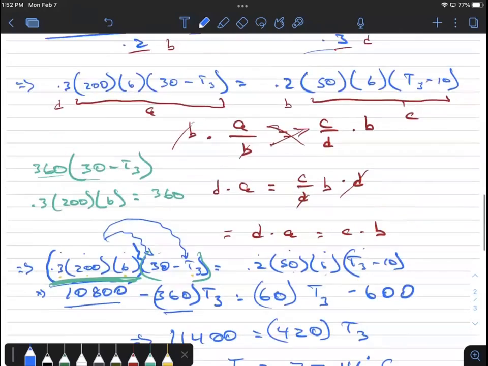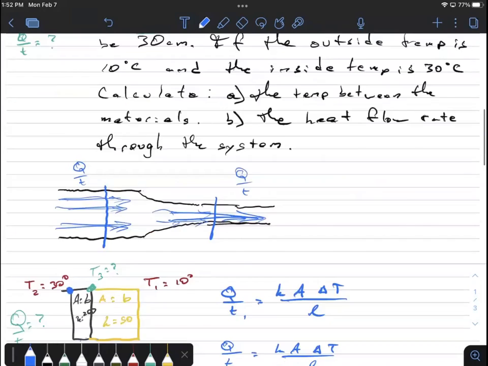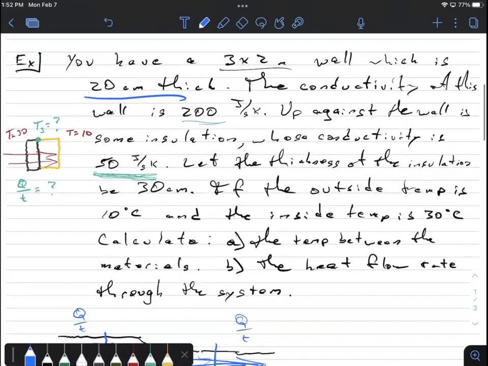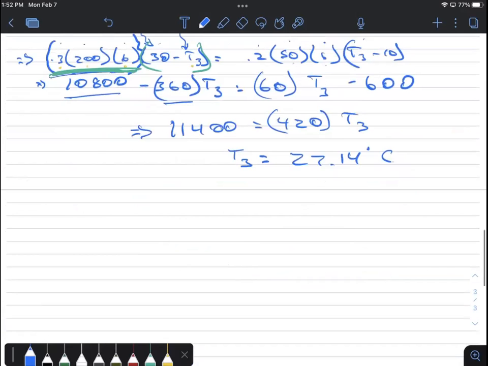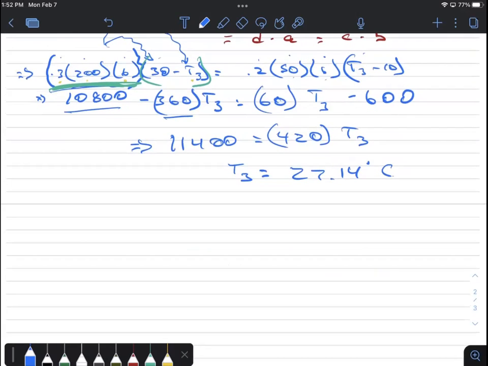Well, if we remember way back to the original problem, we were told the hot side, the inside, is at 30, the outside is at 10, and I'm looking for a temperature that's in between these materials. So in my mind, I'm thinking, whatever my answer is, it better be between 10 and 30. So I look, what did I get? I got 27, that's between 10 and 30, so it makes sense. I can trust it. I'll box my answer.